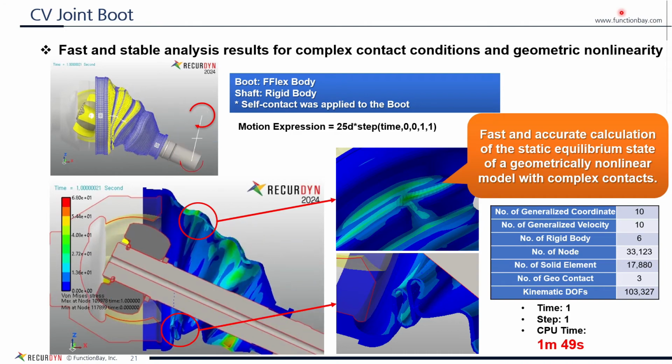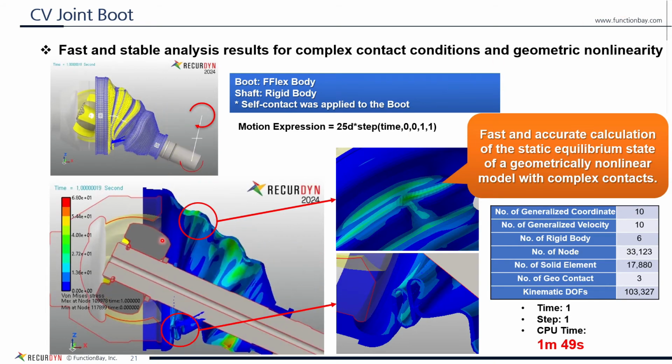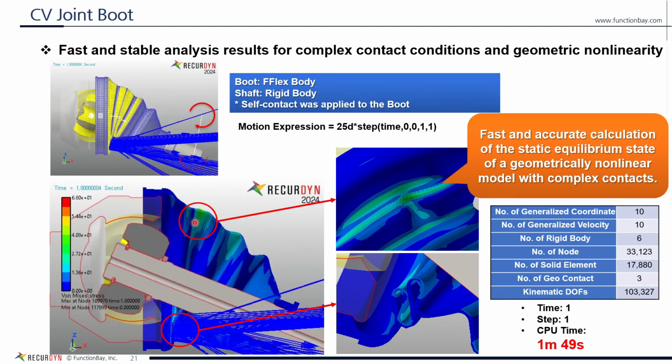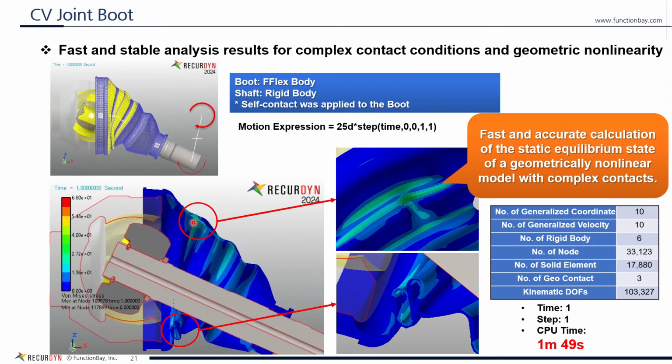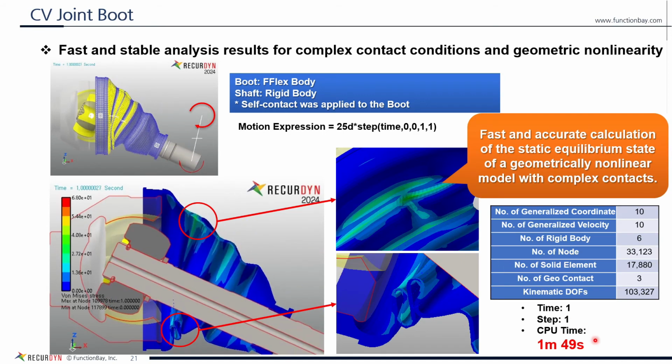In this CV boot model, it exhibits large deformations, complex contacts, and buckling. However, the RecurDyn static analysis achieves convergence efficiently and completes the analysis in just 1 minute 49 seconds. In other words, RecurDyn static analysis demonstrates significantly faster computation speed compared to performing dynamic analysis.